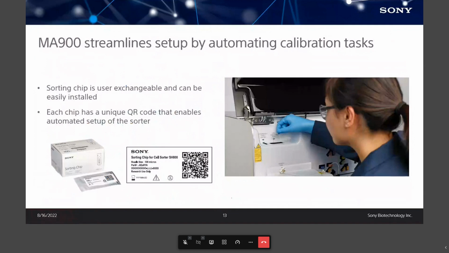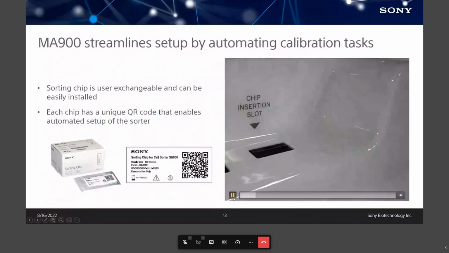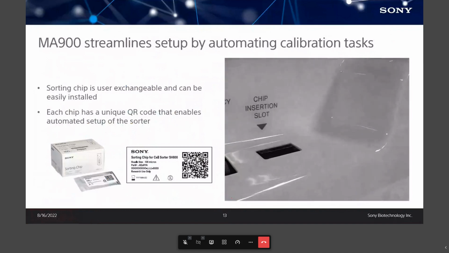The chip will actually have a QR code on it that you will simply scan using the camera, and then it will tell the software, based on the chip size, what pressure to set up at and what droplet frequency range to set up at, and all of this will be taken care of by the software. So inserting the chip is very easy. It looks something like this. Simply place the chip in, and then the instrument will pull the chip inside and begin aligning it to the lasers.